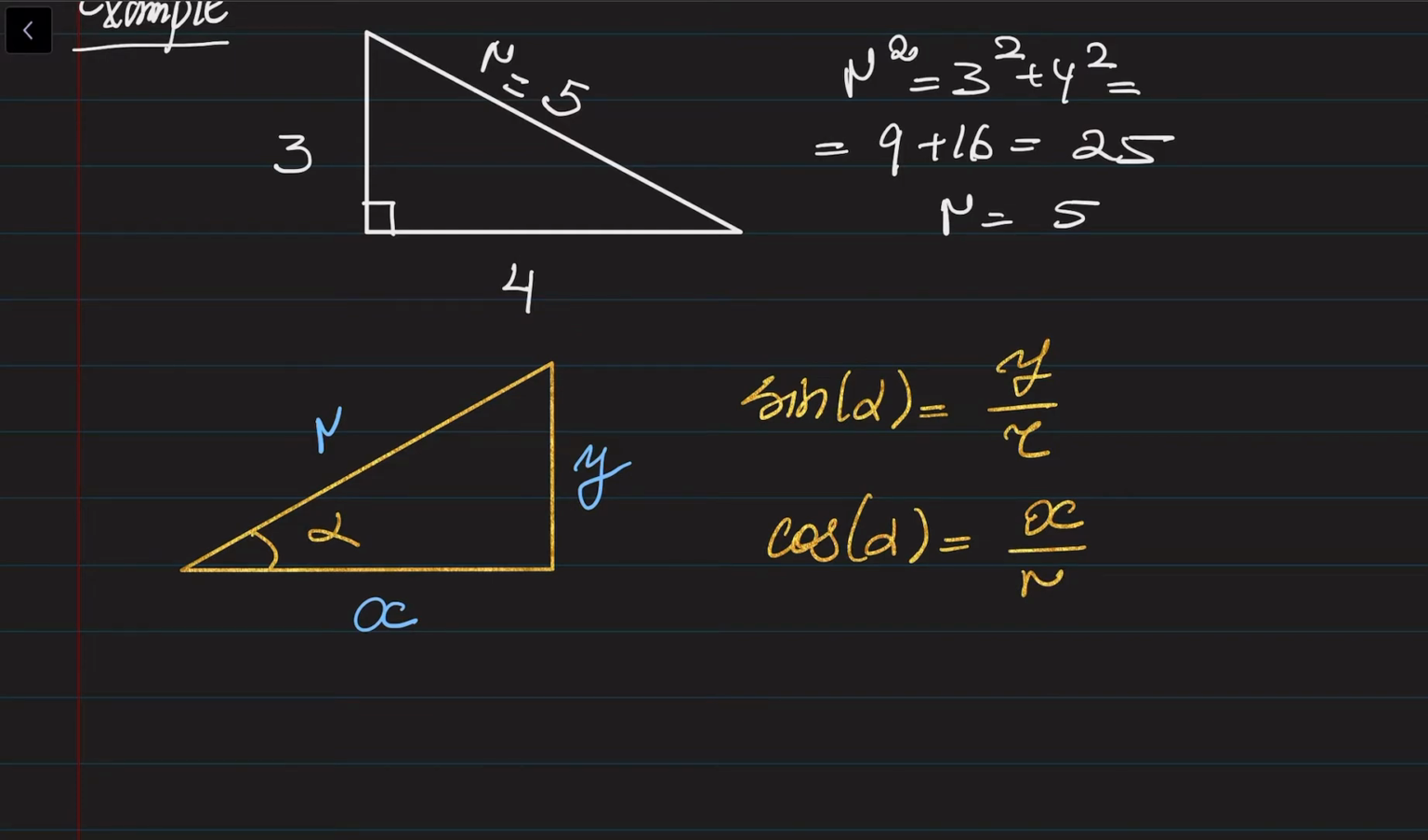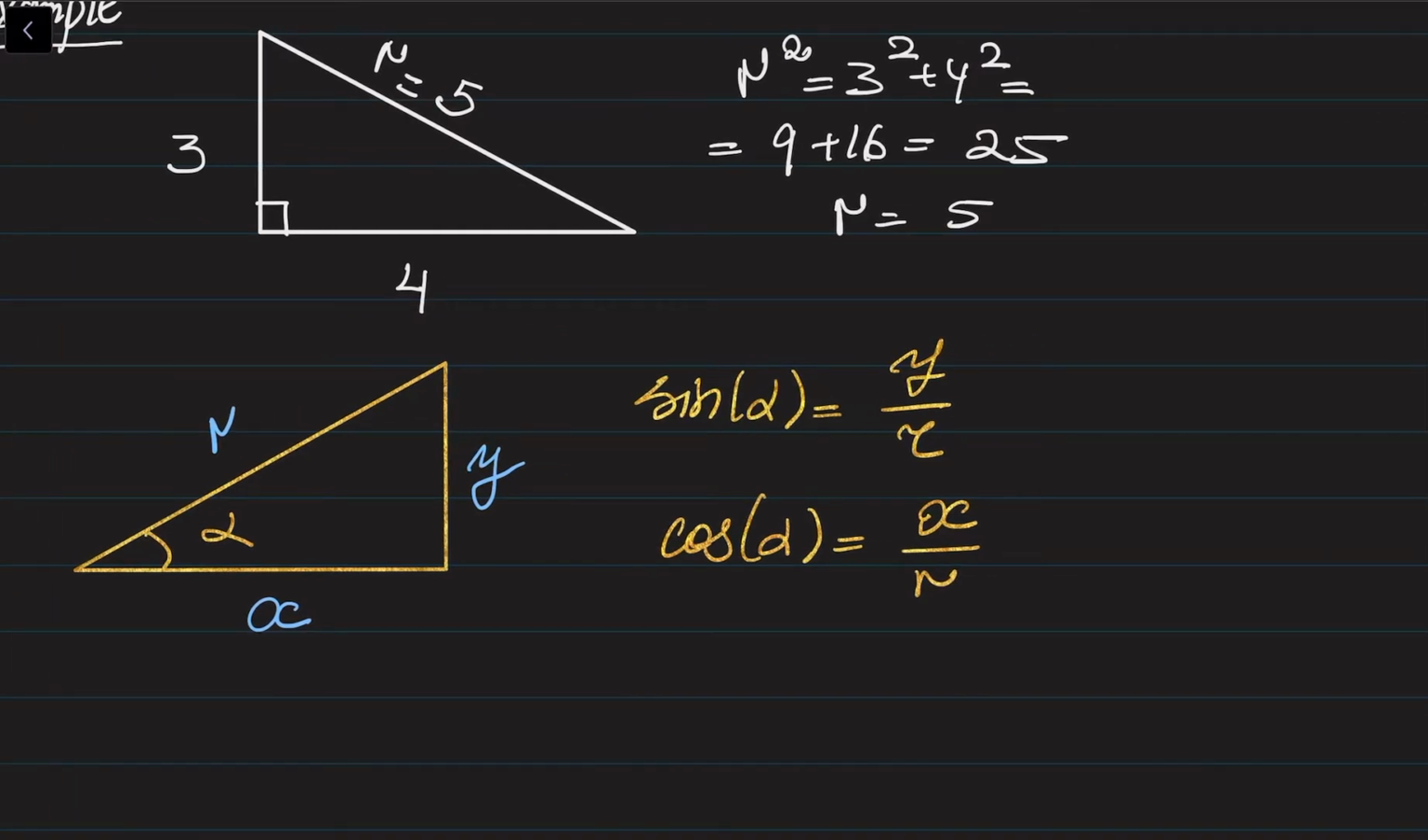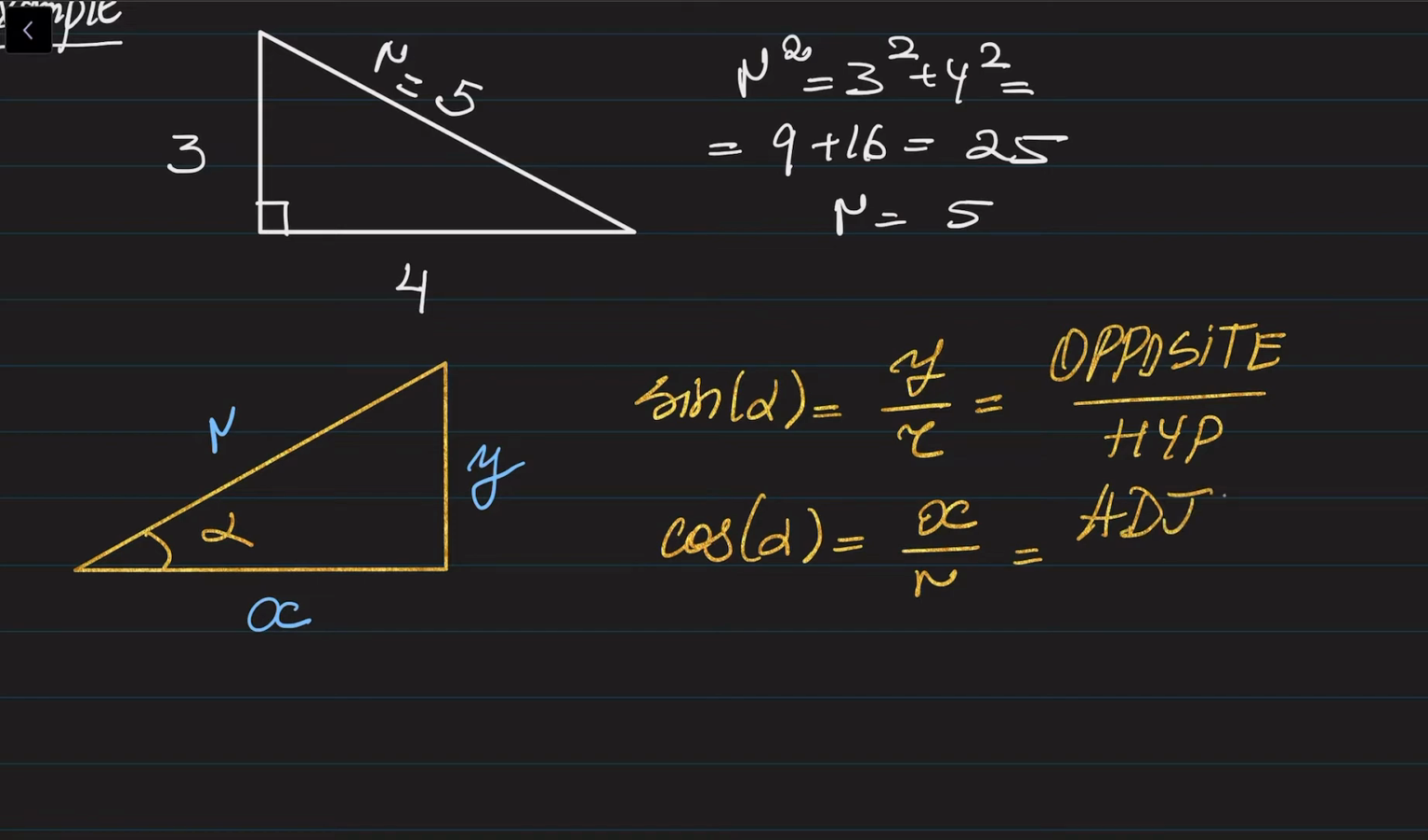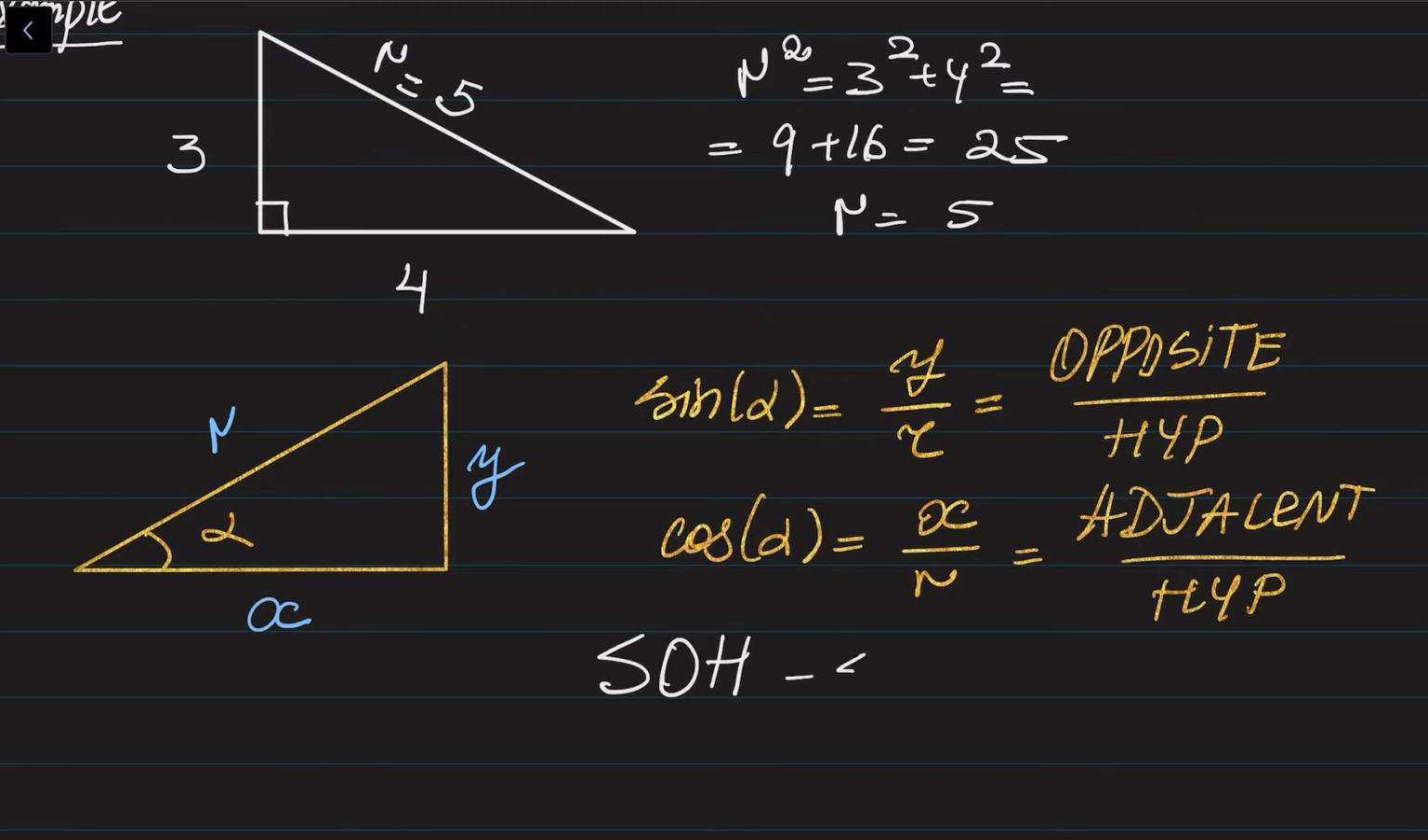Okay. So one way to memorize the sine is to remember that you need to divide the opposite by the hypotenuse, and in order to find the cosine, you need to divide the adjacent by the hypotenuse. So sometimes we can abbreviate the sine as SOH. Essentially, the sine is opposite over hypotenuse.